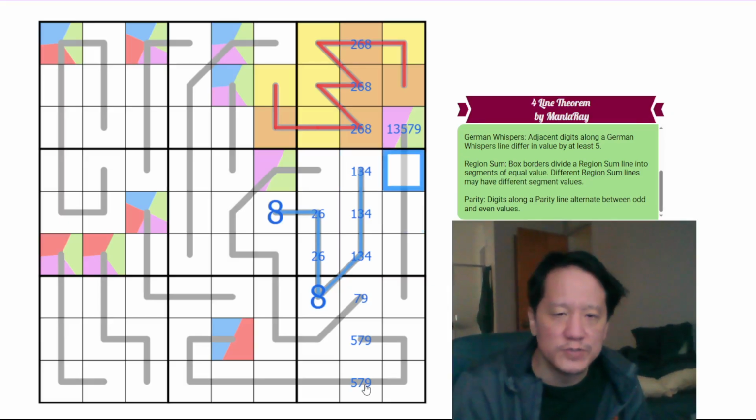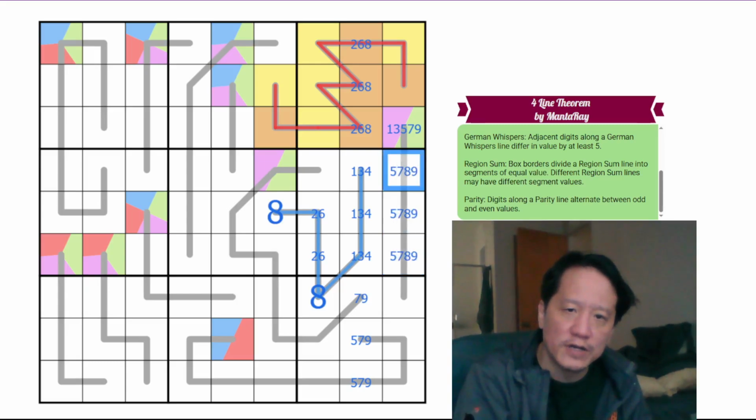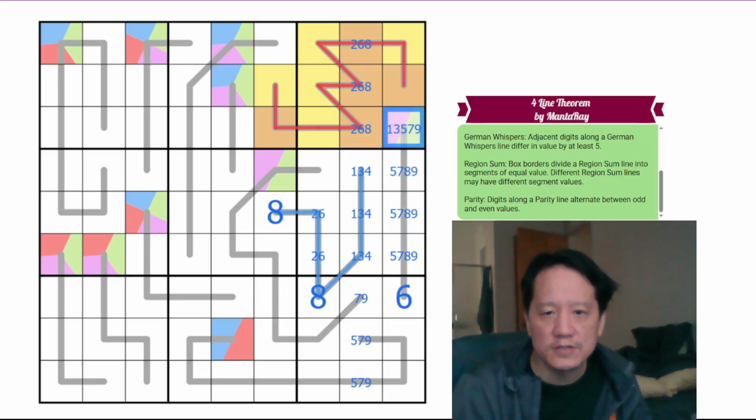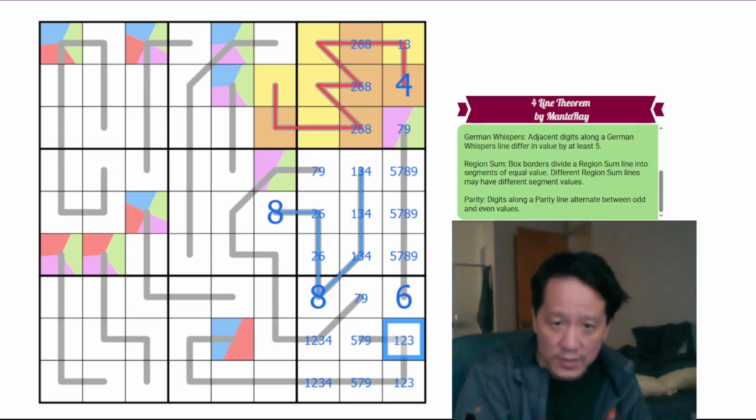Obviously, this is 5 with 8 here. And we have 7 or 9 here. This must be 6 to be consecutive. This has to be then 7 or 9. This is 7 or 9. That means the remaining digits are 1 through 4, 1 through 4, 1 through 4. This must be 1 through 4, 1 through 4. This is 4, and this must be 1 or 3. So 4 cannot be either of these.